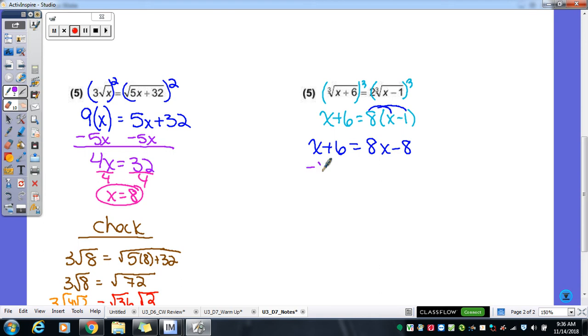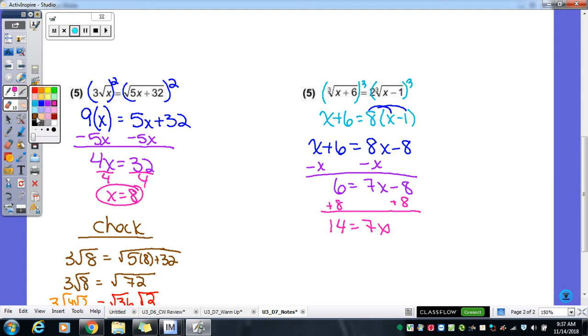And then we'll finish solving for x. So I get my x's together by subtracting my 1x over to my 8x. And then I'll add my 8. Divide by 7. What do we get for x? Then we got to do our check.